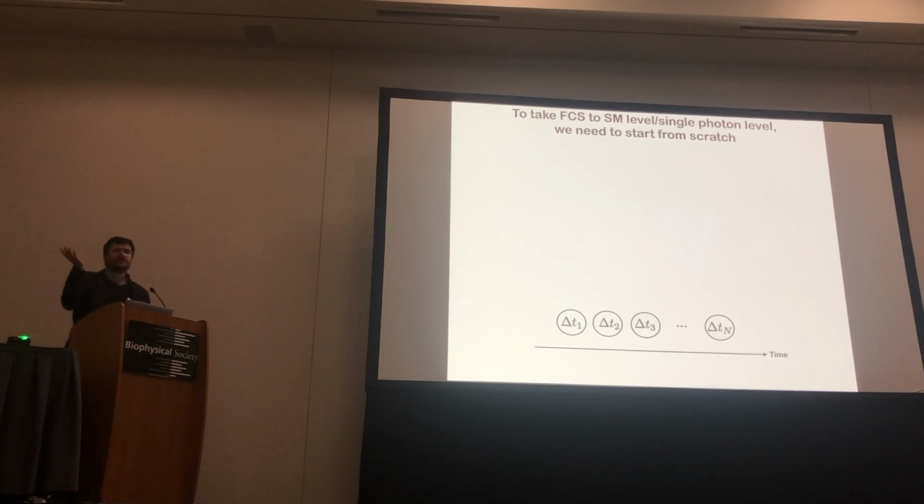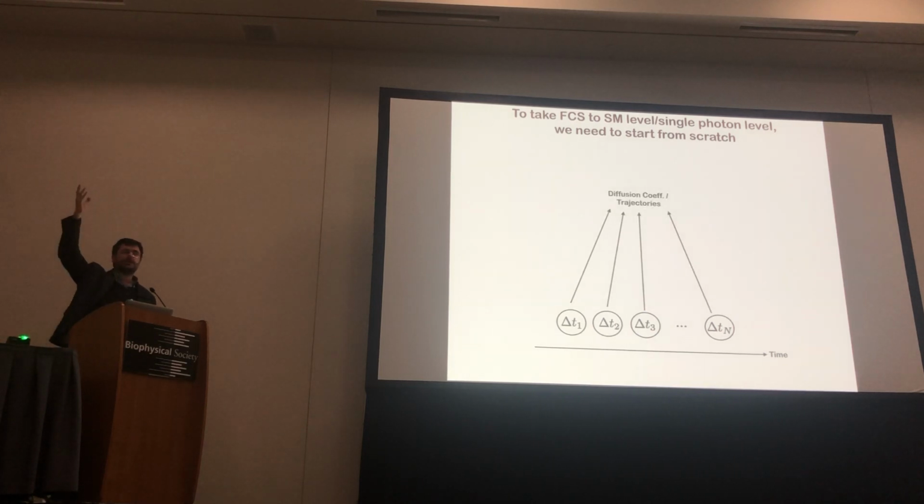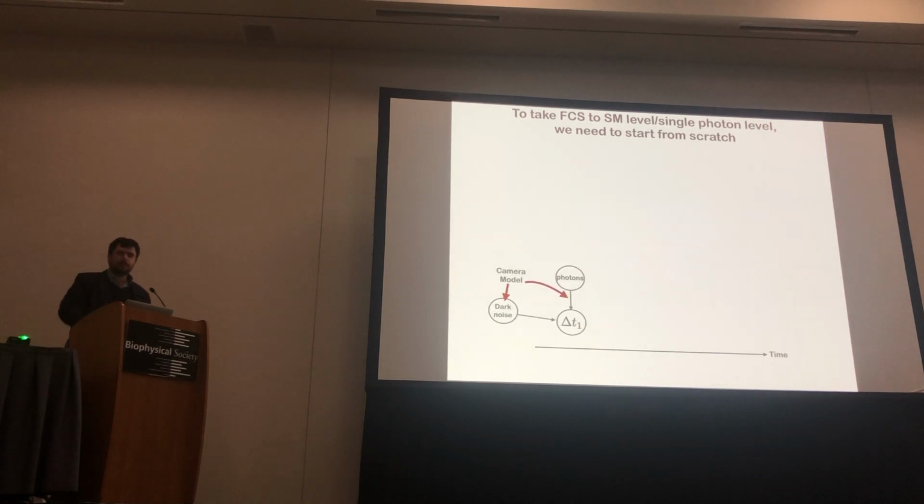So, how do we start from scratch? Let's start off with delta t, the time of arrival between photons. What dictates that? From that time of arrival, we wish to learn diffusion coefficients and particle trajectories, presumably. What dictates that time of arrival? Well, that's photons that arrive, or potentially camera dark noise that contributes false signal.